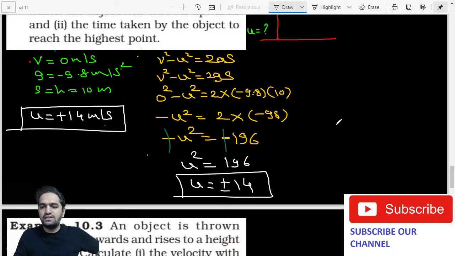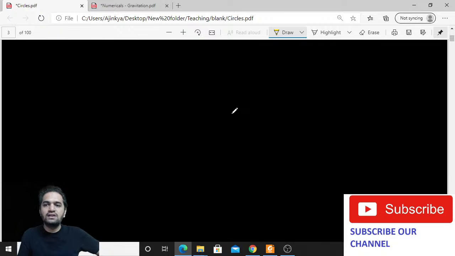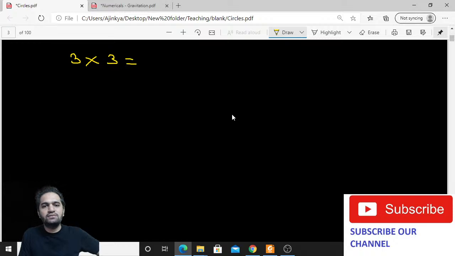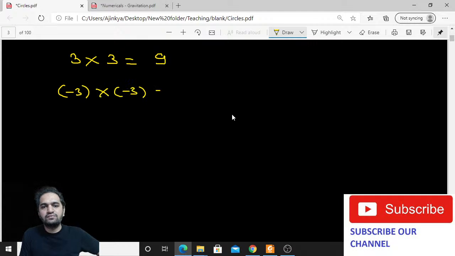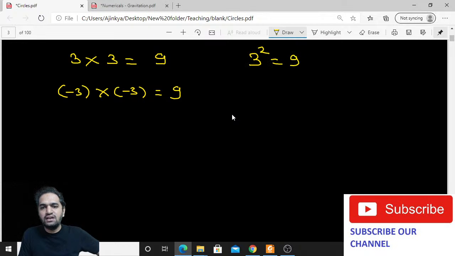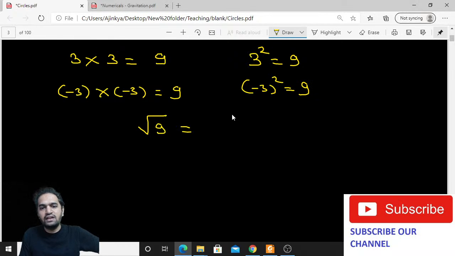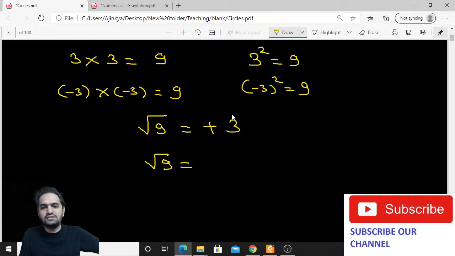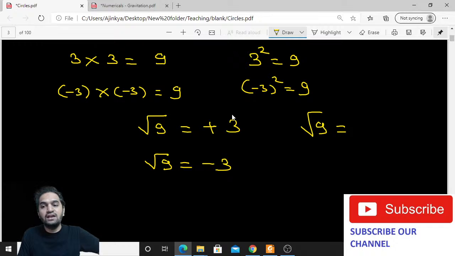Now let me tell you about that positive and negative because you are just in 9th standard. See, if we multiply 3 into 3, the answer is going to be 9, right? If we multiply minus 3 into minus 3, that is again 9. So that means 3 square is 9 and minus 3 square is also 9. So whenever we are taking the square root of 9, it can either be plus 3, like in the first case, or it can also be minus 3. So whenever we are taking the square root of some number, you have to always say it is plus minus 3.